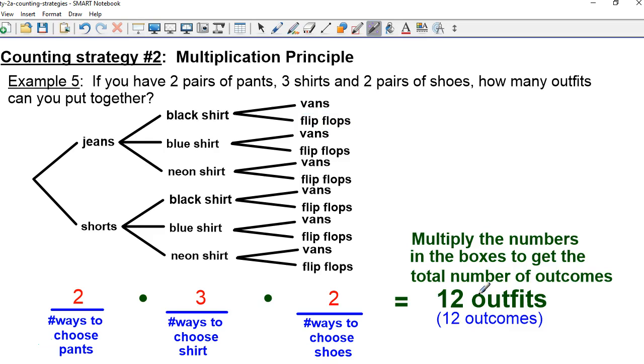Okay, the next step in the multiplication principle is we multiply the numbers in the boxes to get the total number of outcomes. So 2 times 3 is 6, 6 times 2 is 12, there's 12 outfits, 12 outcomes.